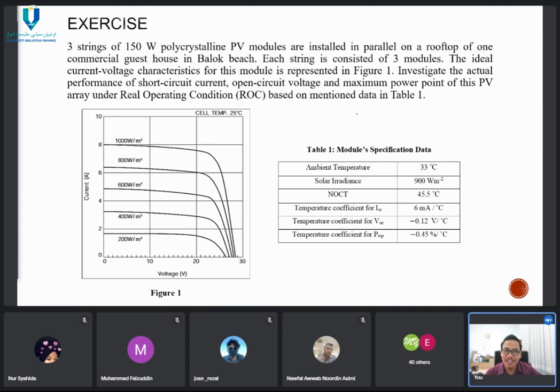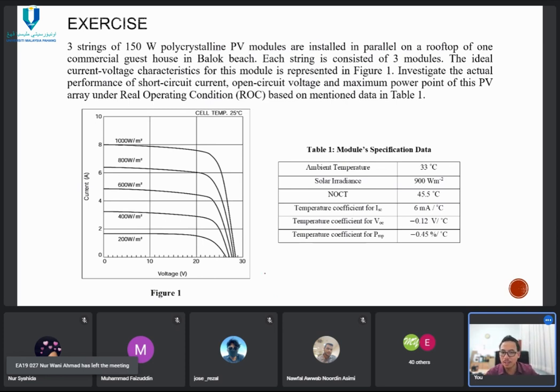Right, so let's go to this question. Three strings of 150 watts polycrystalline PV modules are installed in parallel on a rooftop of one commercial guest house in Balok Beach. Balok is in Kuantan. So here the formation that we have is strings and modules, polycrystalline. Each string consists of 3 modules. So the ideal current voltage characteristic for this module is represented in figure 1.